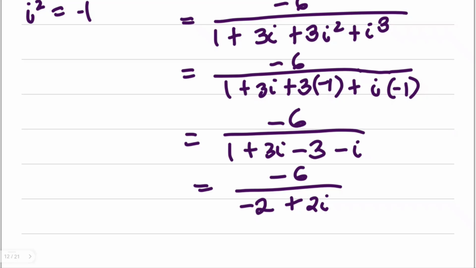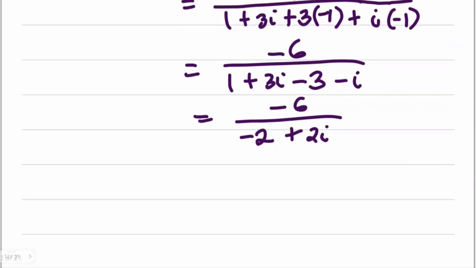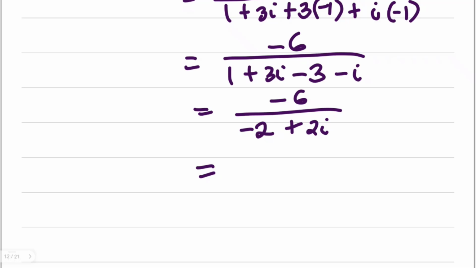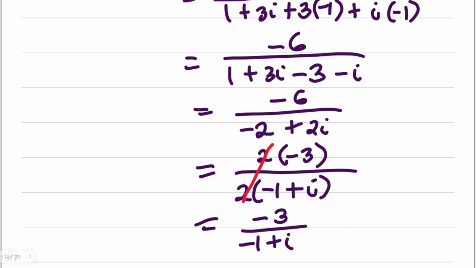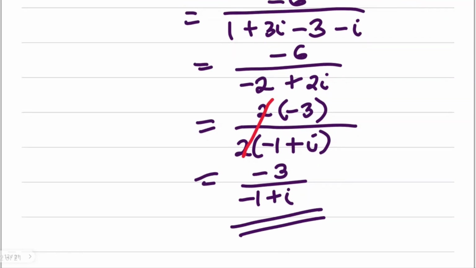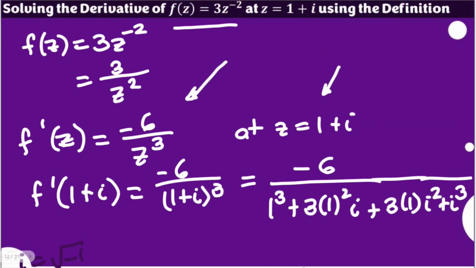Take note, we are writing it the way we write complex numbers: we start with the real part and then the term with the imaginary unit. But we can still simplify this further because the numerator is 2 times negative 3, and your denominator can be factored with 2 as 2 times (negative 1 plus i). Cancel that, and the final answer is negative 3 over negative 1 plus i. This is now the value of the derivative of the given function at z equal to 1 plus i.